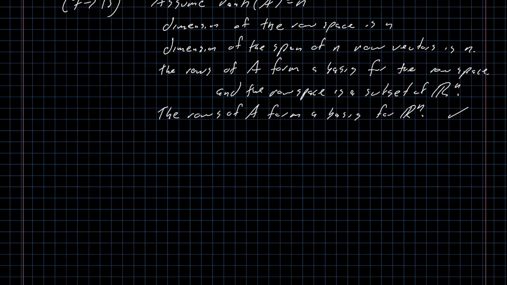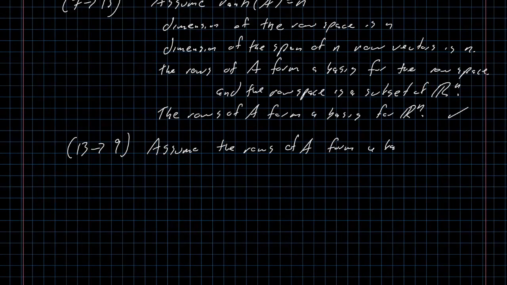All right, at this point, I'm going to start working backwards. I want to show that 13 implies 9, which is actually pretty straightforward. Assume that thing we just proved: the rows of A form a basis for Rn. And remember that a basis is linearly independent.